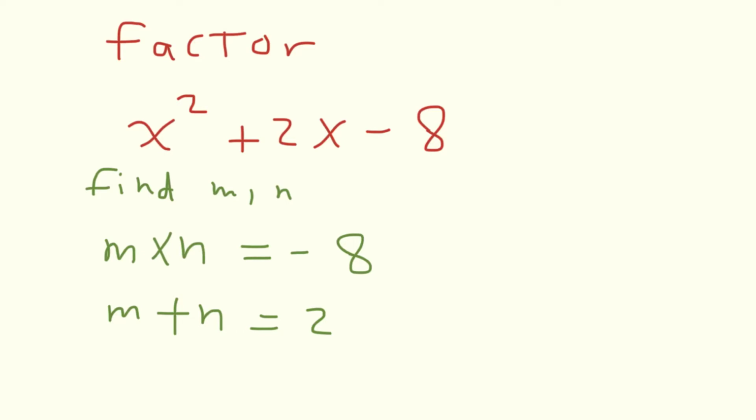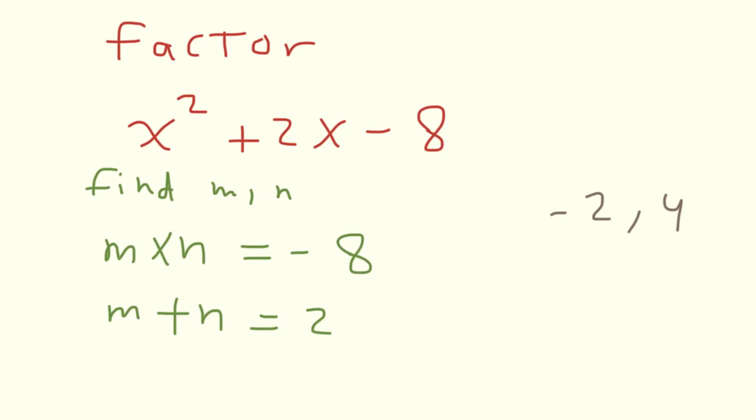Find two numbers m and n such that when you multiply them, you get the c. This is the c, right? Because this is the last constant here. And when you add them, you get the b. The b is the coefficient of x. So some people can find this quickly. Say, okay, I know these two numbers: minus 2 and 4. If you multiply them, you get minus 8, and if you add them, you get 2.